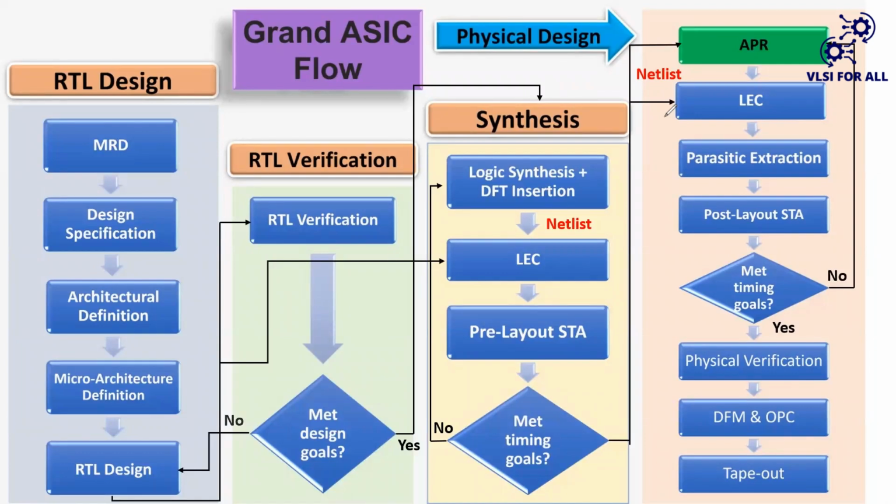And we will do the optimization. And after optimization, we will get the netlist. So we will compare the RTL code with the netlist. If it passes, then we will go for pre-layout STA. Next, for pre-layout STA, this is the first time we are doing timing analysis in the whole flow.